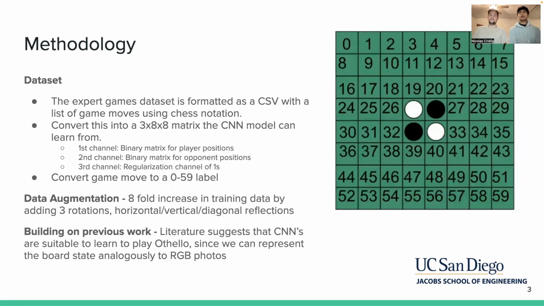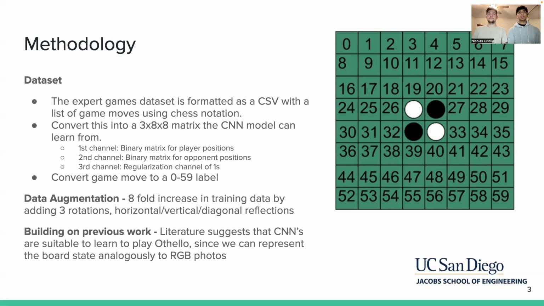So now I'm going to be talking about how we designed the CNN and how we constructed a data set. So we first used a Kaggle data set that contained expert games from an online Othello website, and it's formatted as a CSV with a list of game moves using chess notation. So we took all of these game moves, and for each move, we made a board state and converted this into a 3x8x8 matrix the CNN model can learn from.